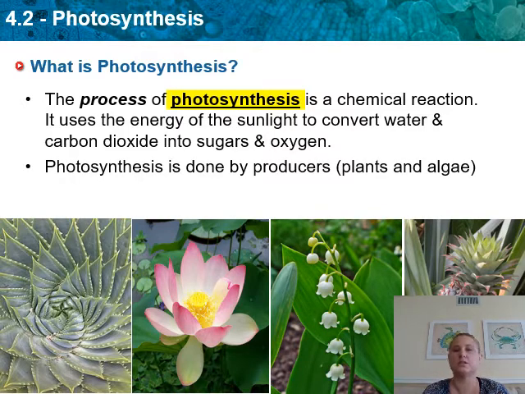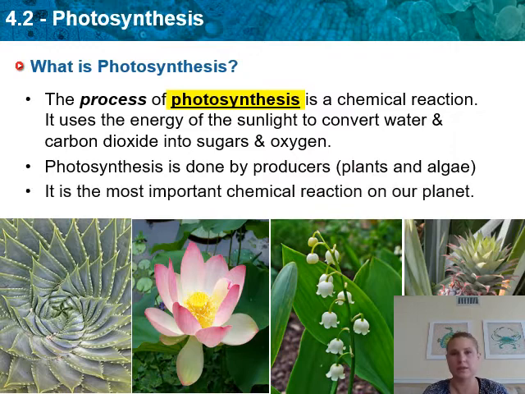Now, photosynthesis is done by producers. Producers are plants and some algae. And it is the most important chemical reaction on our planet.